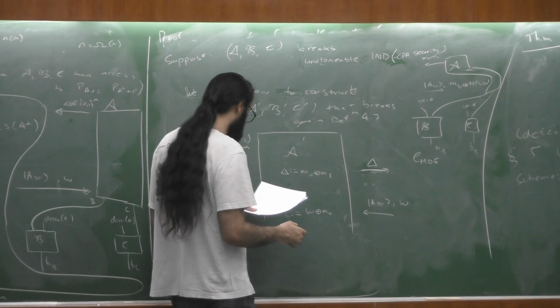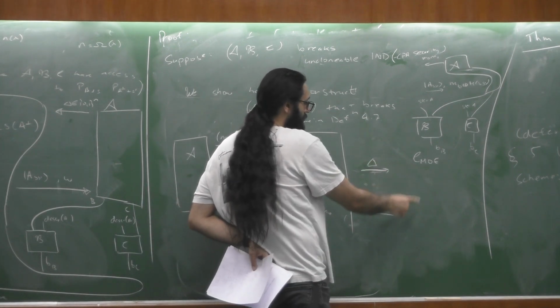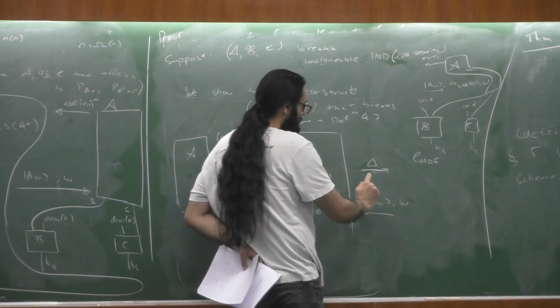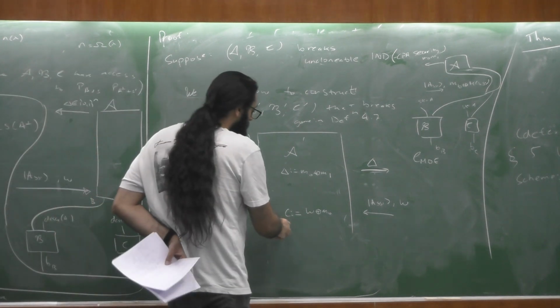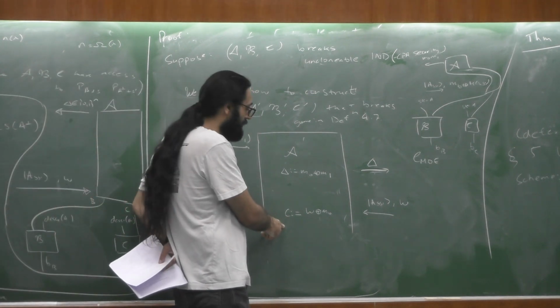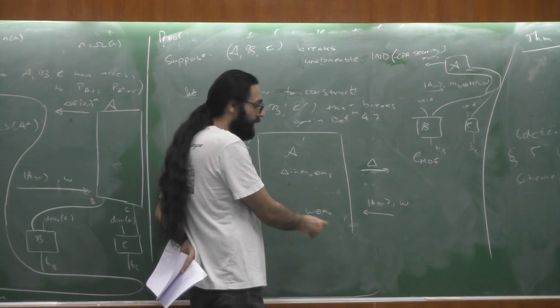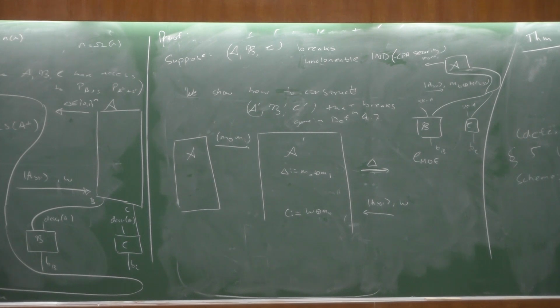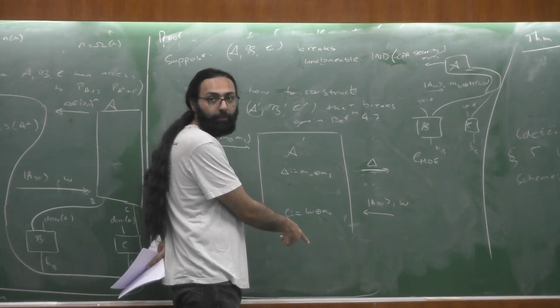So far, this challenger would have either sent delta XORed with the random oracle, or sent just the random oracle. So if it sent just the random oracle, C would become the random oracle XORed with M0. And if they had sent the random oracle XORed with delta, then C would become the random oracle XORed with M1. Is that clear?